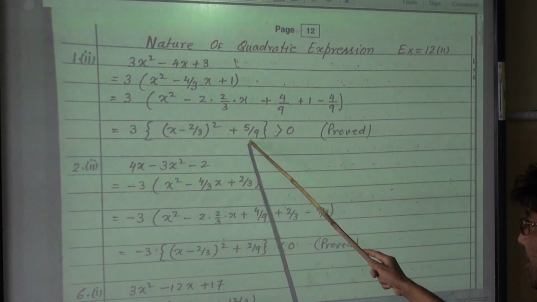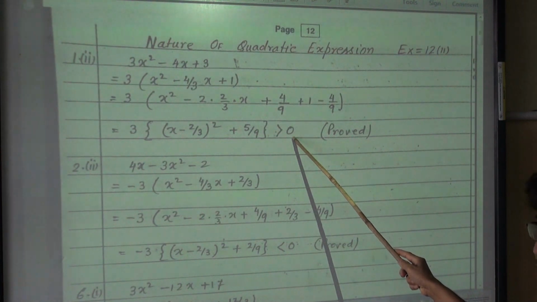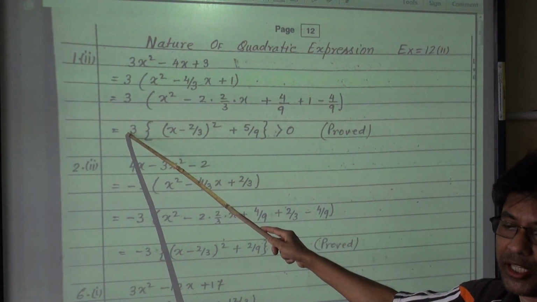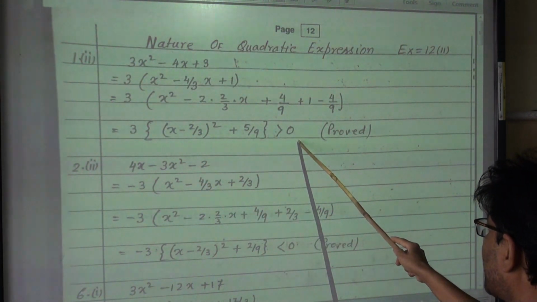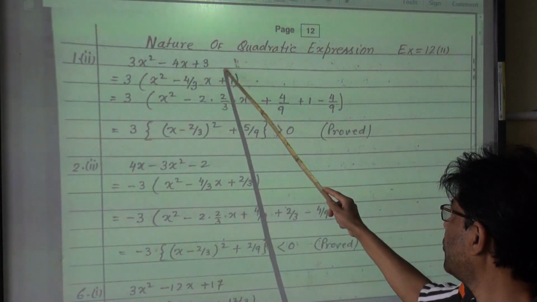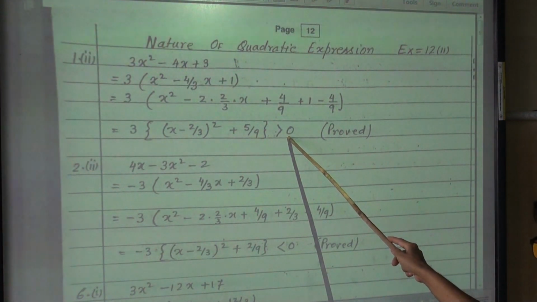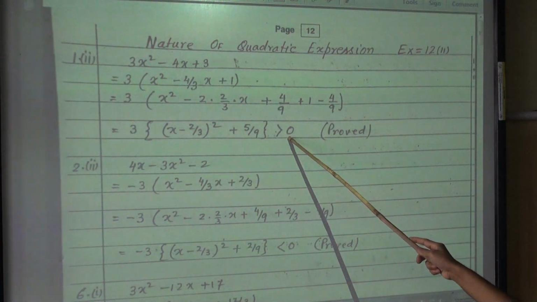So this plus this means it is always a positive quantity. Multiplying by 3, any positive quantity multiplied by 3 will remain positive. So this value is coming positive, so the value of this is always a positive quantity. This is how you have to check whether it is positive or negative.